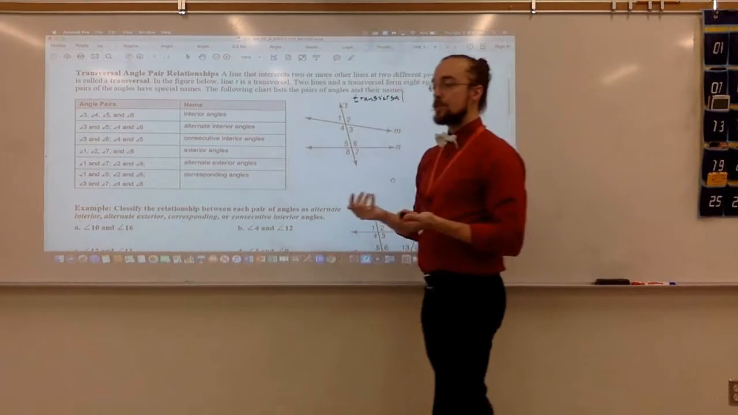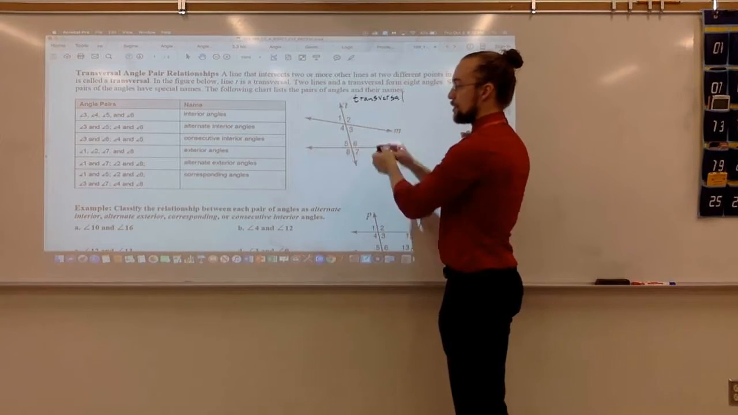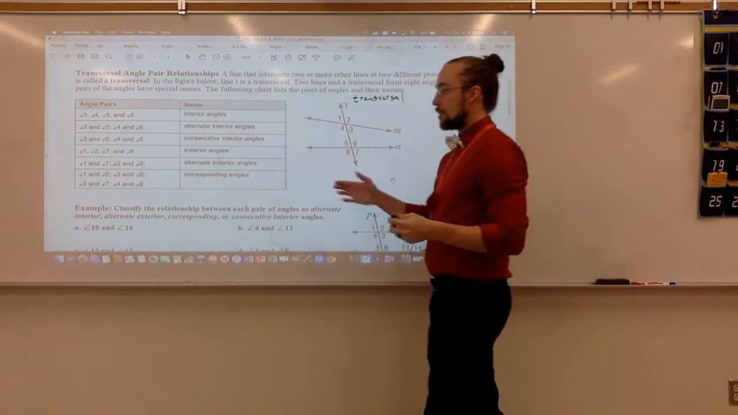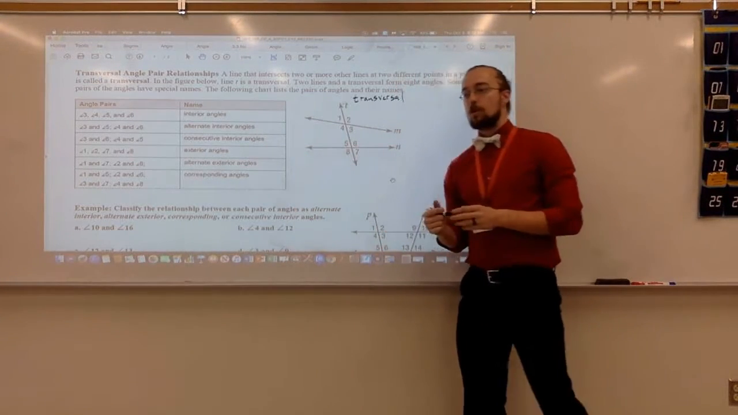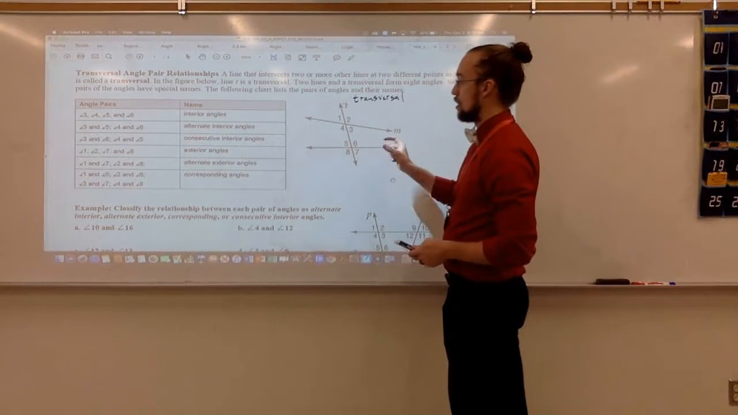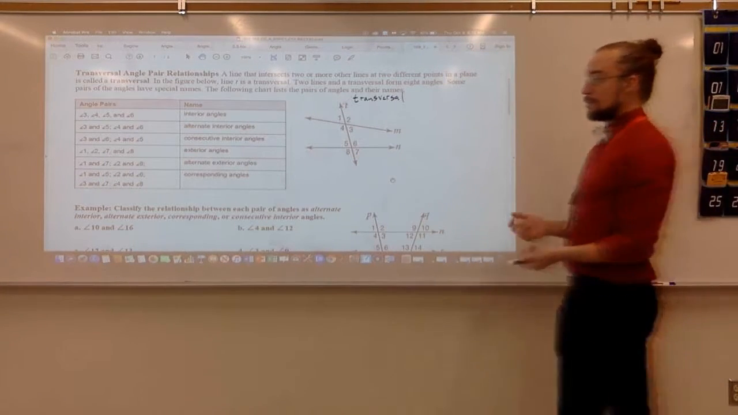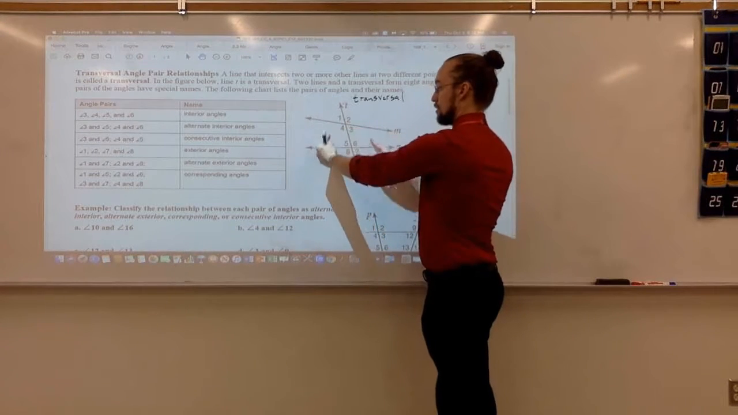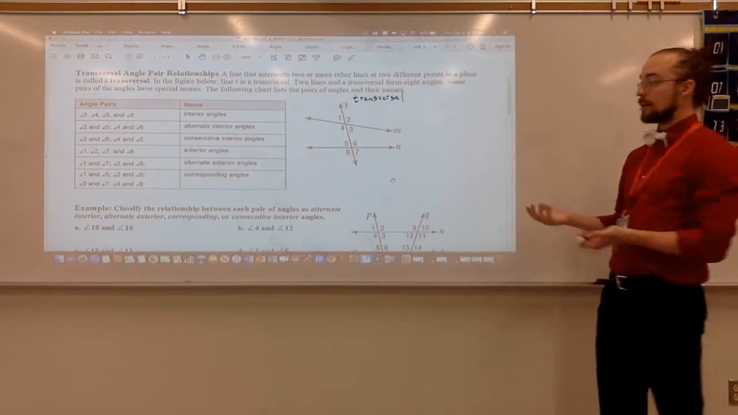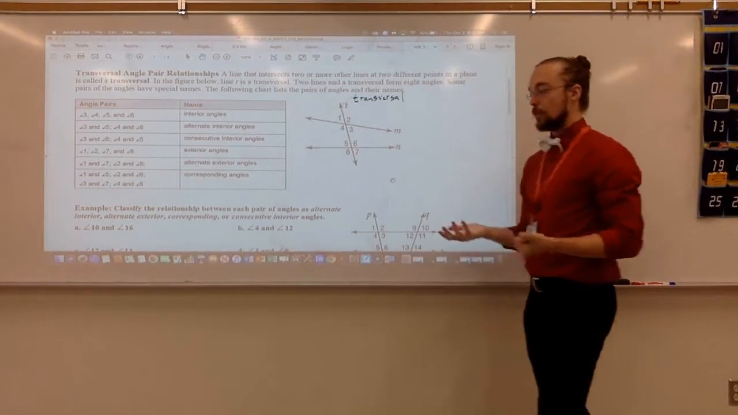Okay? The alternate interior angle pairs, we could say, would be 3 and 5, or 4 and 6. Then the consecutive interior angles, or we call them same side interior as well, those pairs would be 3 and 6, or 4 and 5. Alternate exterior, we could say are 1 and 7, or 2 and 8. And then we have 4 pairs of corresponding angles: 1 and 5, 2 and 6, 3 and 7, 4 and 8.